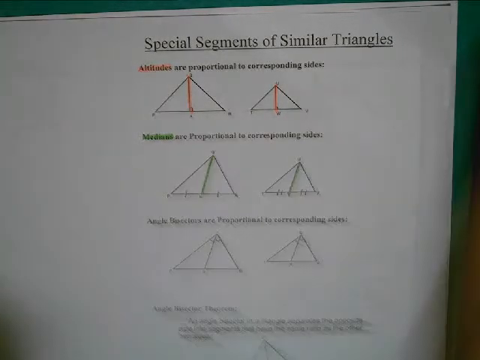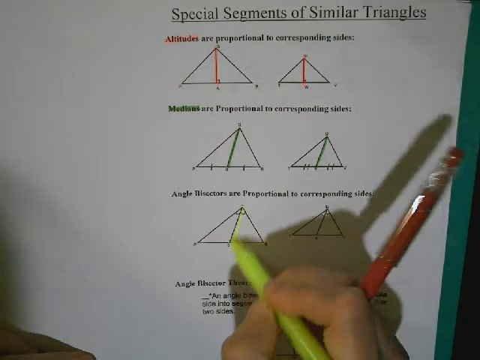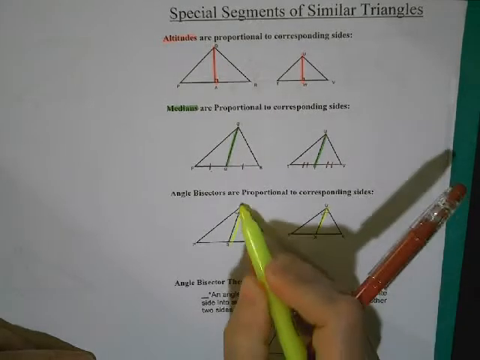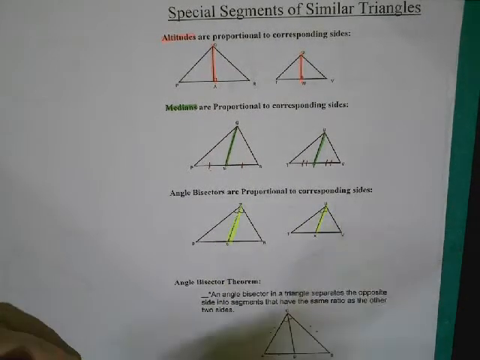And lastly, an angle bisector, remember, is a line that cuts that top vertex in half. So it bisects the angle at the top.